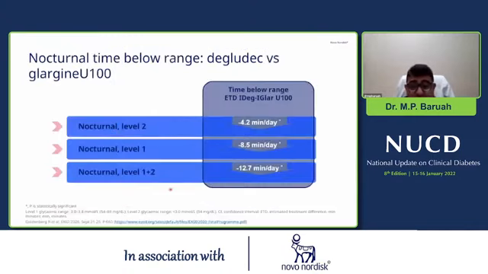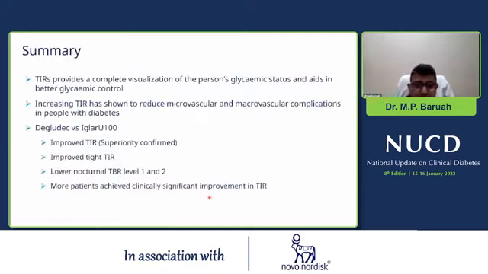Another important message from that study was the time spent in hypoglycemia: level 2 hypoglycemia, less than 54, and level 1 hypoglycemia, less than 70. For both, degludec was better. It was significantly better in reducing the risk of hypoglycemia, either level 1 or level 2, or even level 1+2 nocturnal hypoglycemia, and that is statistically significant for each of them. That showed the superiority of degludec versus U100 glargine in reducing nocturnal hypoglycemia, and this came out from CGMS studies with these two molecules.